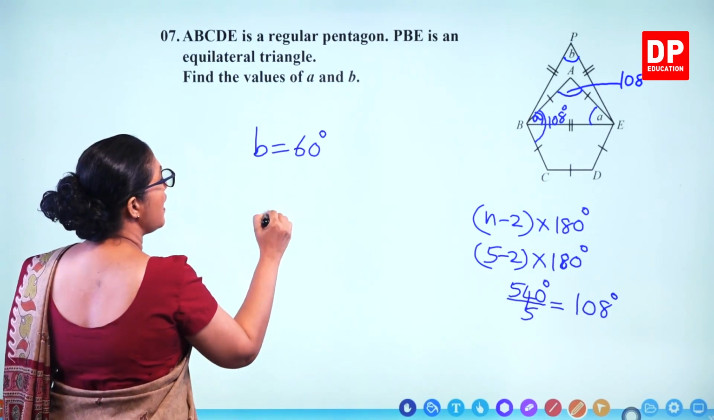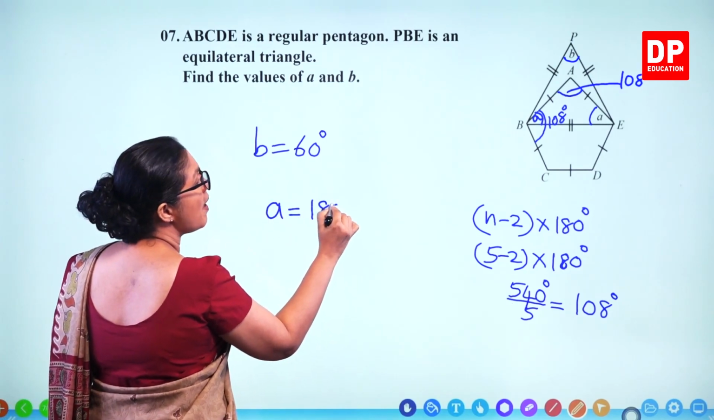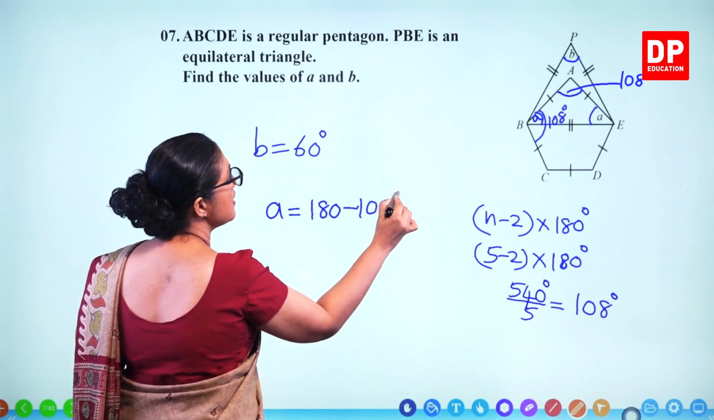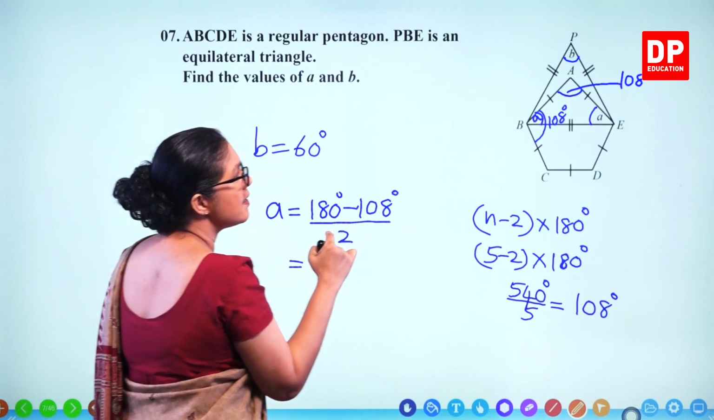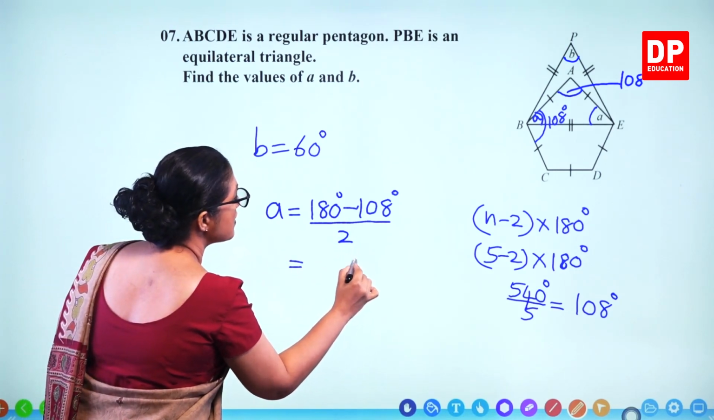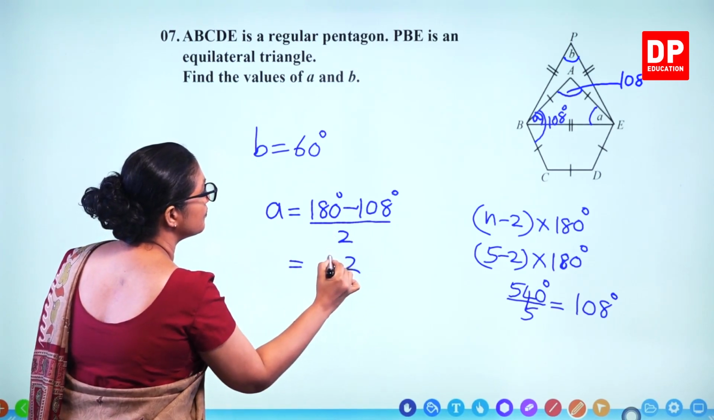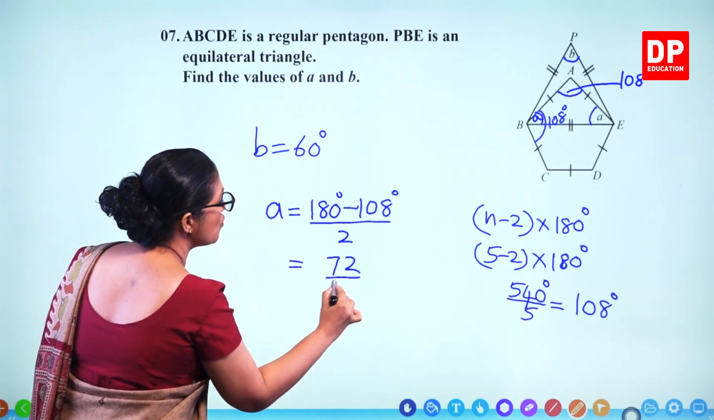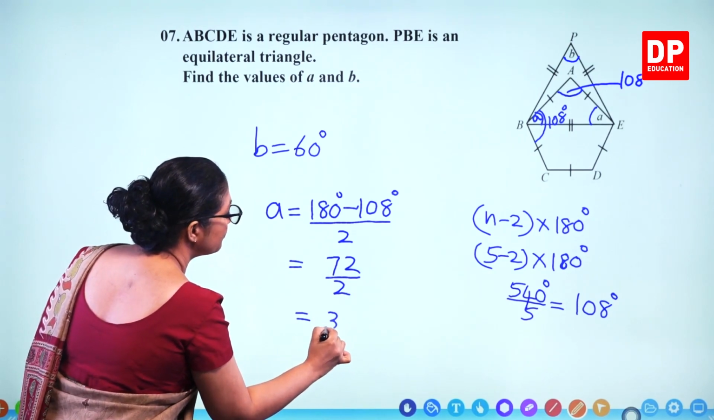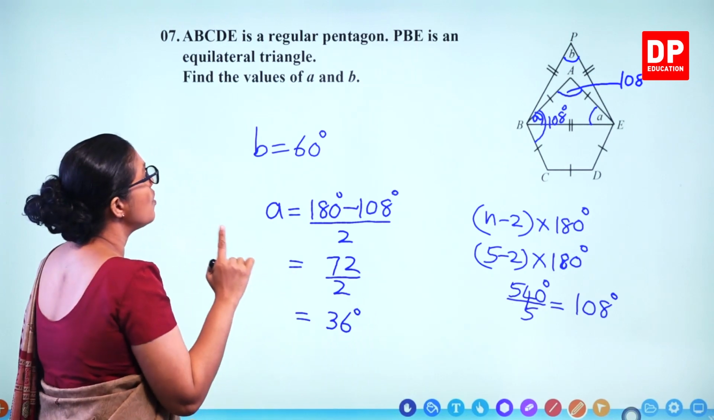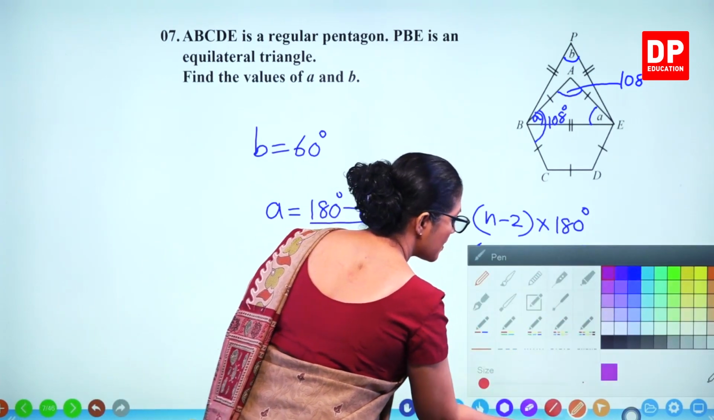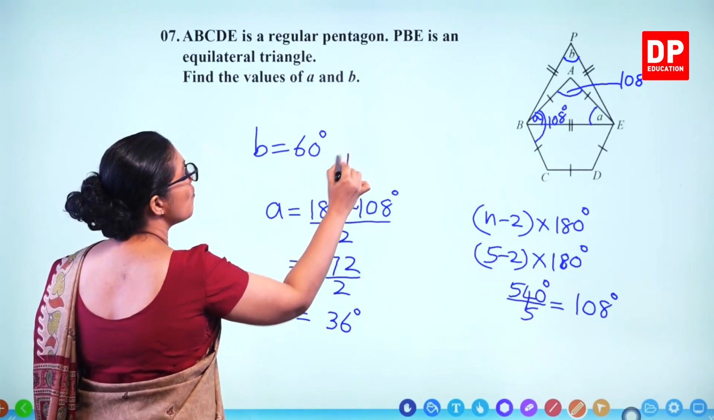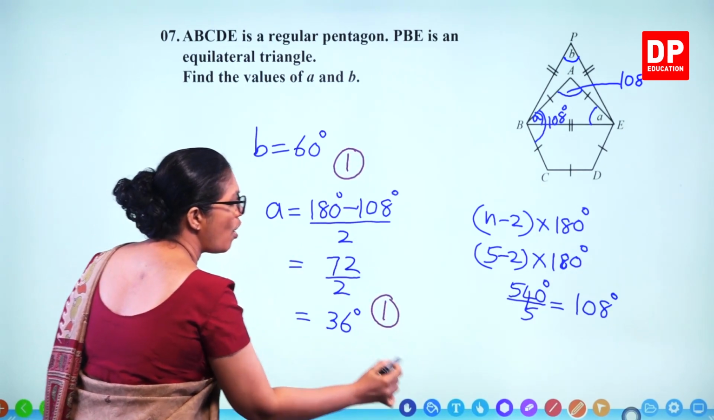So A is 180 minus 108 and divide by 2 because that's an isosceles triangle. So you get 72 divided by 2, 36 degrees. So B is 60 and A equals 36. So 2 marks for that. 1 mark for B, 1 mark for A value.